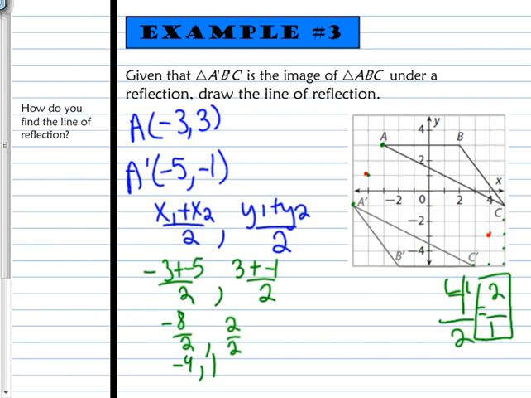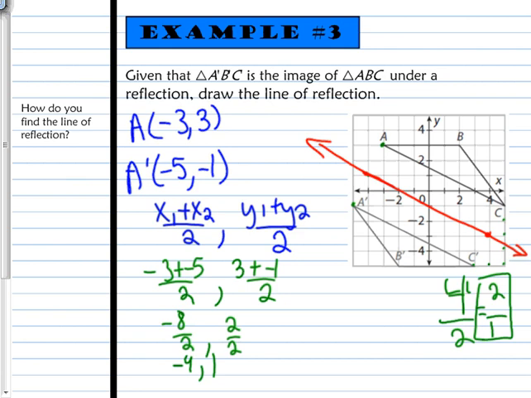You can also use the slope. It was 4 down, 2 over. Half of that is 2 over 1. And so here's my second point, and then simply draw your line, and here's your line of reflection. And it's an equal distance. A is an equal distance from the line as A prime, B is an equal distance from the line as B prime, C is an equal distance from the line as C prime.